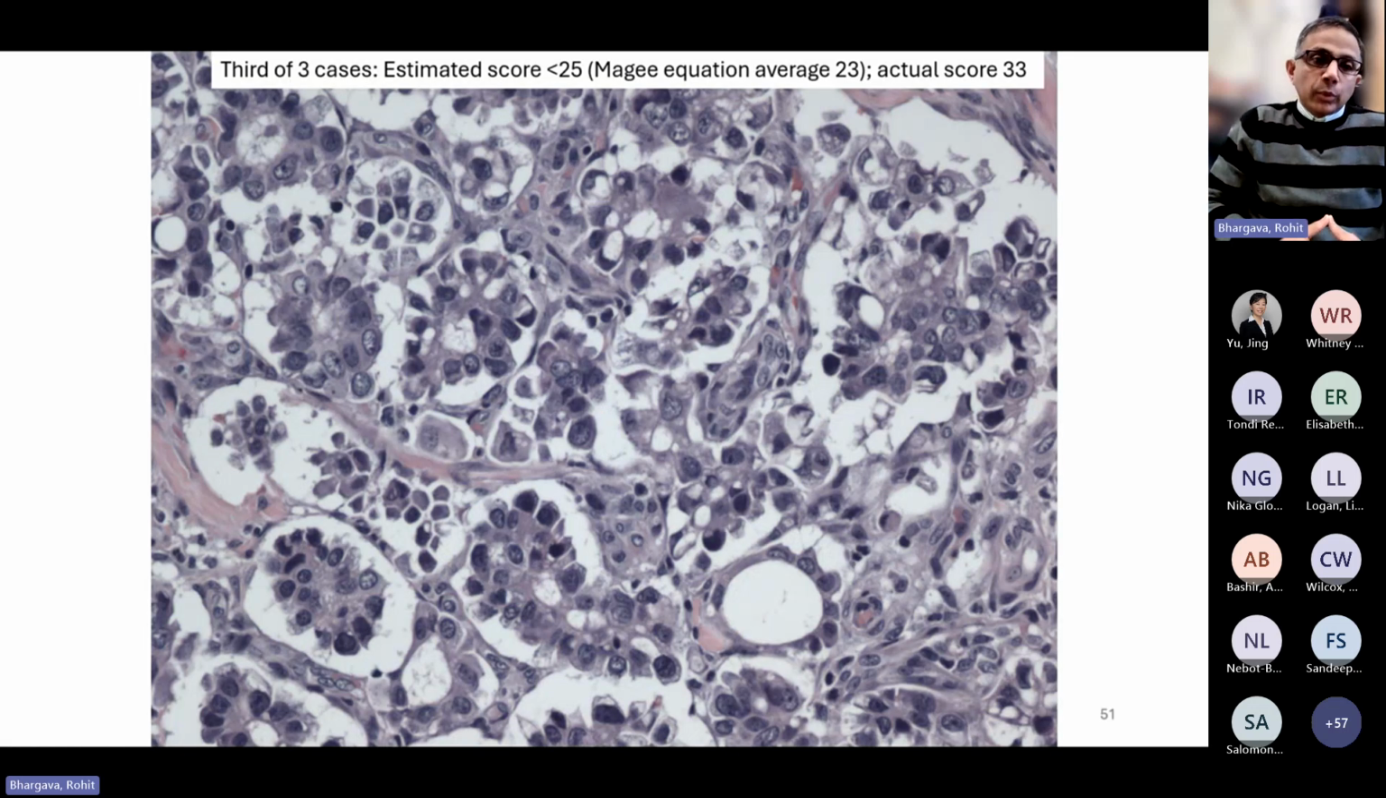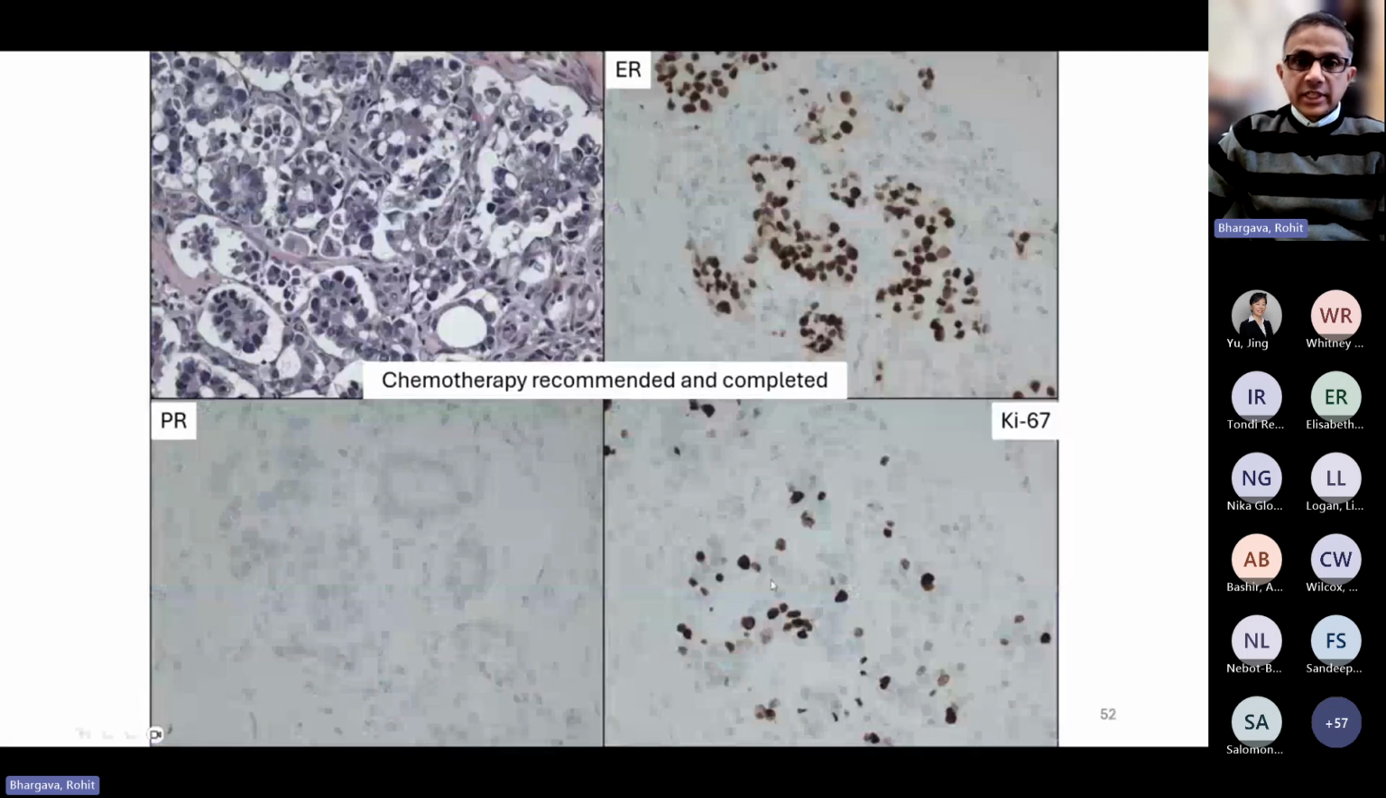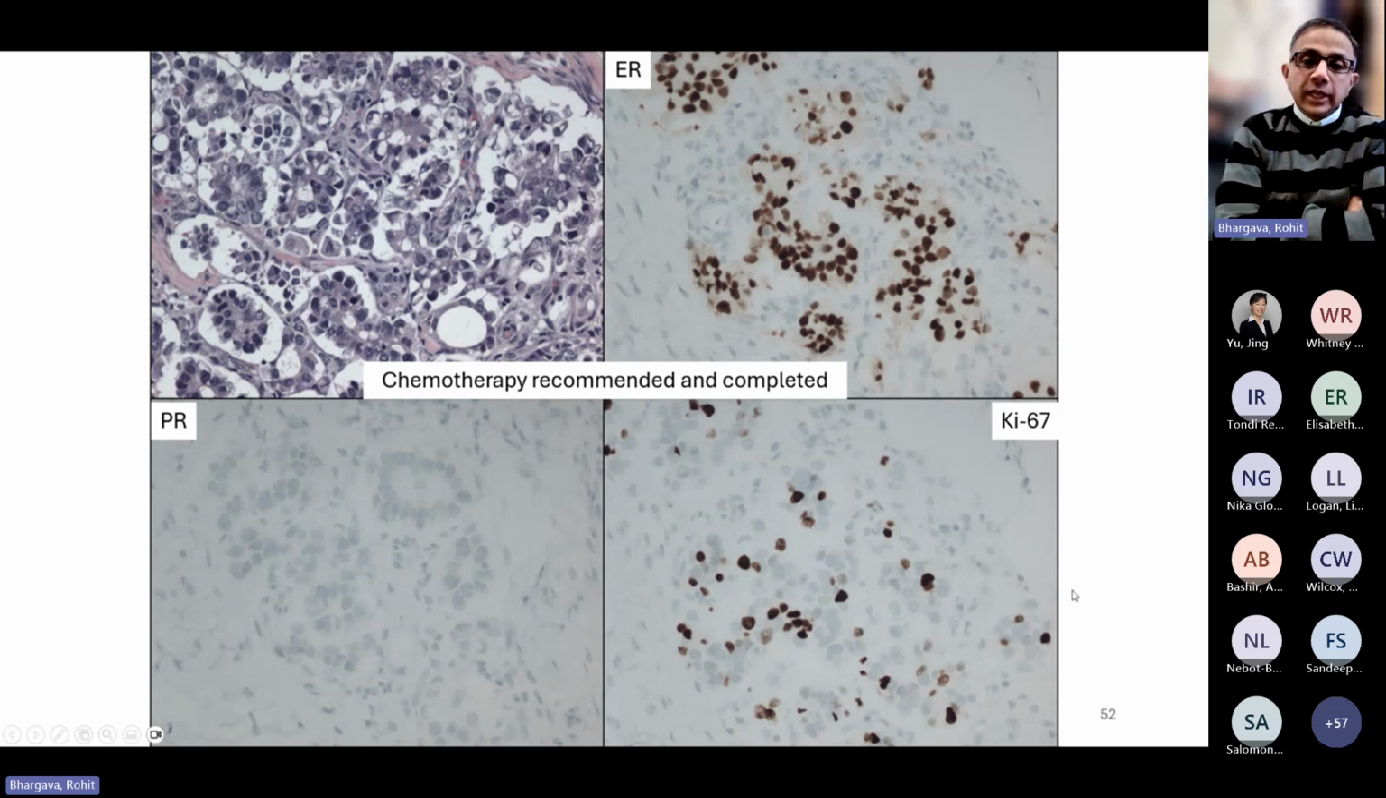The third case had more micropapillary morphology, but still not very mitotically active. The actual score came back as 33, while the Magee equations estimated it to be 23. And you notice that ER is quite strong, but PR is negative. And we know that PR influences the Oncotype DX recurrence score quite a bit. It also influences Magee equation scores, which are also a little bit higher, but it seems like PR contributes way more to Oncotype than to the Magee equations. And Ki67 is more of an intermediate range, slightly increased.